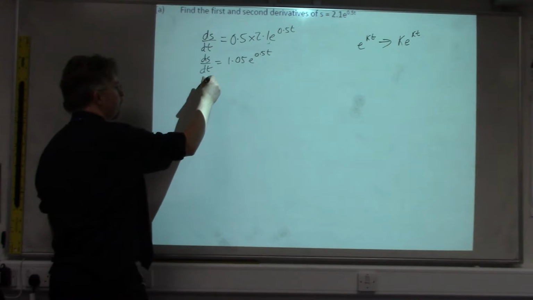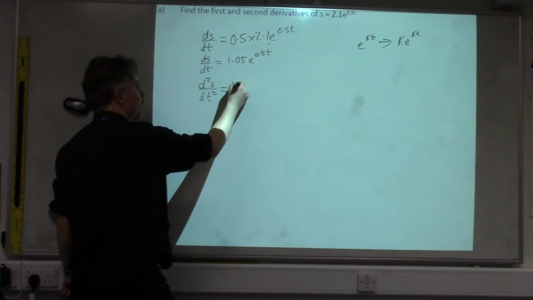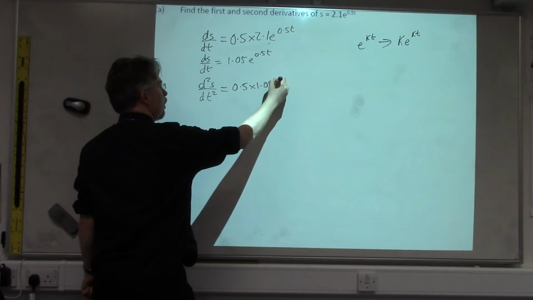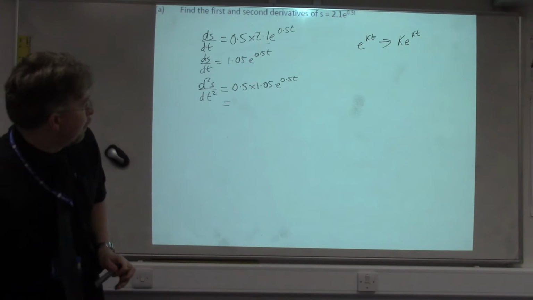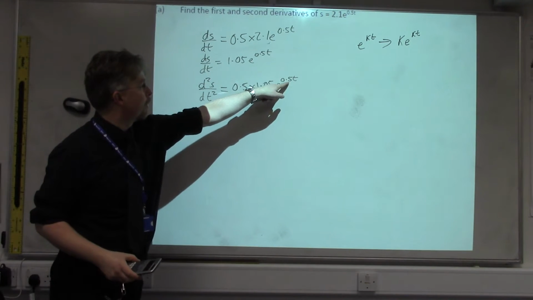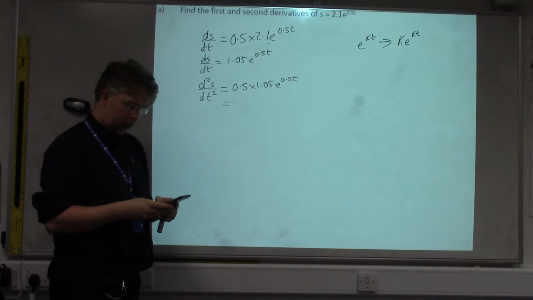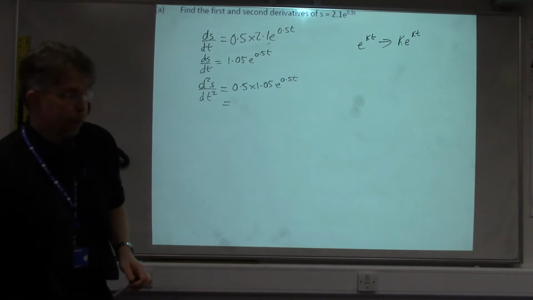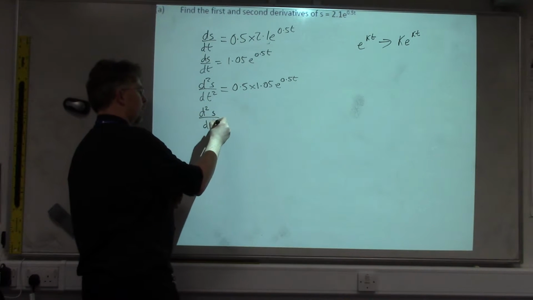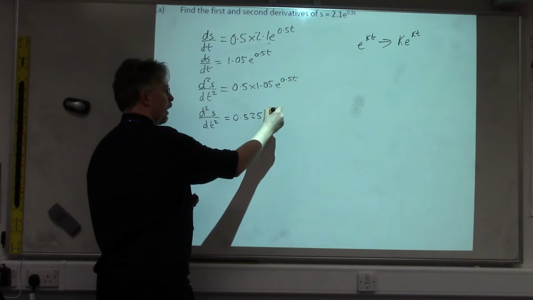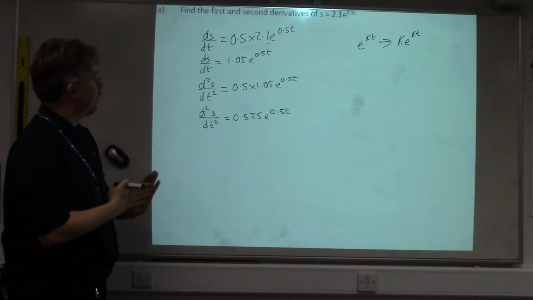Differentiate again. We times by the 0.5 at the front. So 0.5 times 1.05; again it's the number in front of the t that we times at the front. So 0.5 times 1.05 is 0.525 e to the 0.5t. So those are your first and second derivatives.